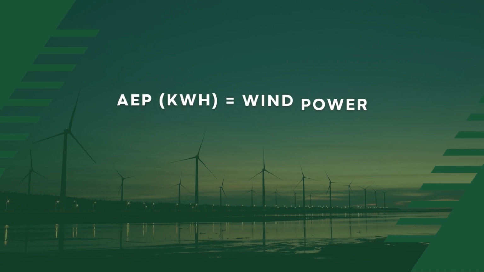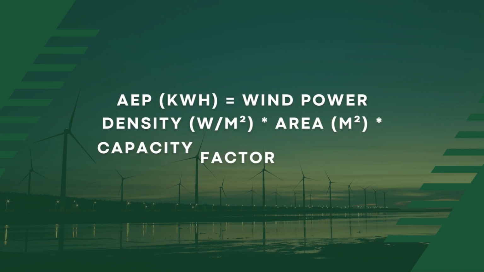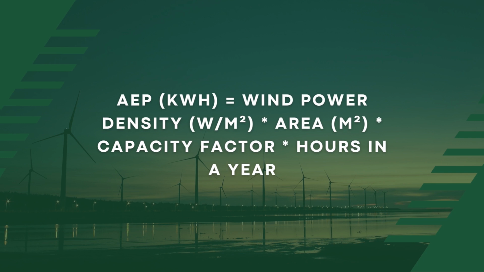The formula to calculate annual energy production can be written as wind power density multiplied by area multiplied by capacity factor multiplied by total hours in a year. Here in this formula, the capacity factor represents the efficiency of the wind turbine in converting the available wind energy into electricity.